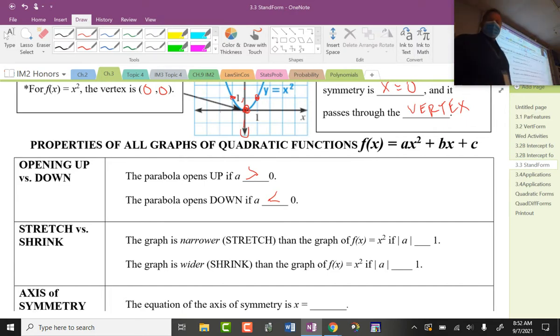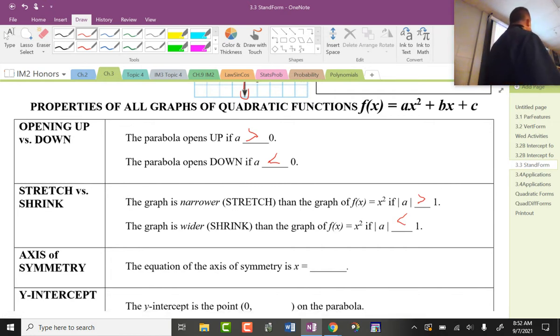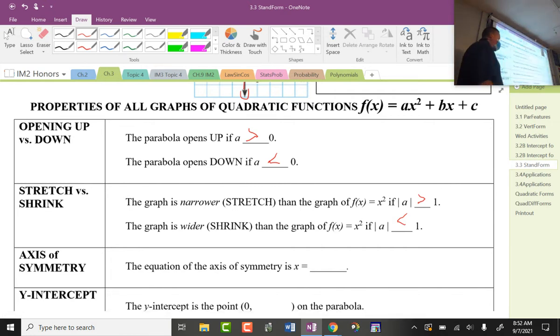And then of course, same old, same old. If A is greater than 1, then it is stretched vertically. If it is less than 1, it is shrunk vertically. Same old, same old. Same effect as the other 2 forms. So this is nothing new. But I'll give you a second to write those down. I would not write every full sentence out there.